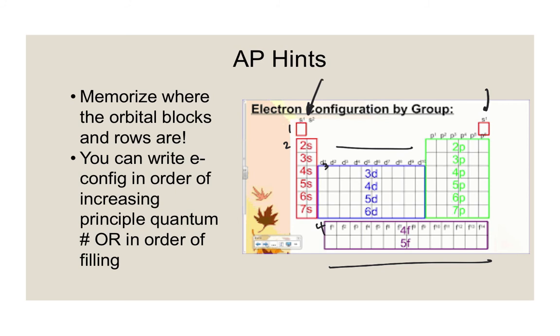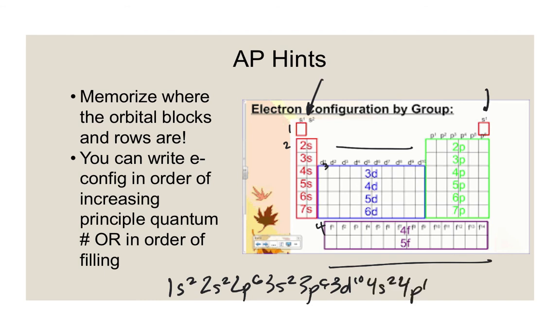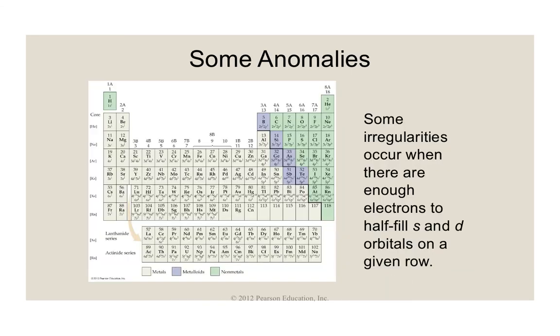And you are allowed to write the electron configuration in order of either increasing principal quantum number or in order of filling. So for gallium, for AP purposes, you can actually write 1s2, 2s2, 2p6, 3s2, 3p6, 3d10, 4s2, 4p1. And that's acceptable. I don't like that though. I like writing them out in the order that they fill.